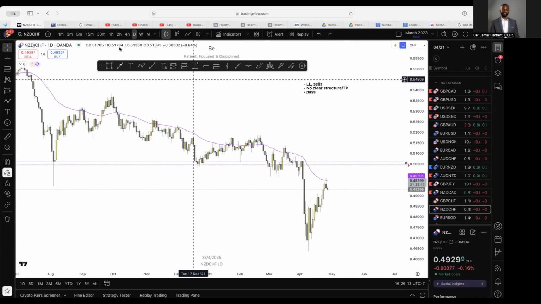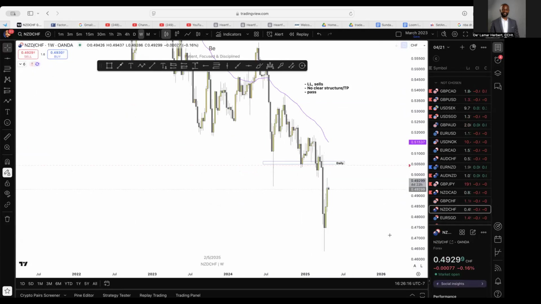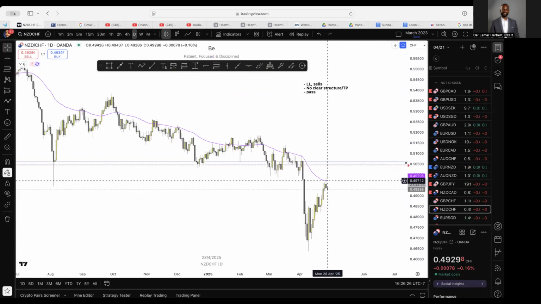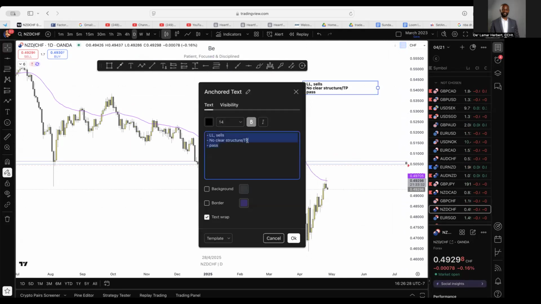Next is NZD-CHF. Okay, we got lower low on its way. I'm looking for this deep retracement. I want to see this deep retracement of the weekly daily to look for sales. And right now it's just on the way right now. So we'll just put on the way.